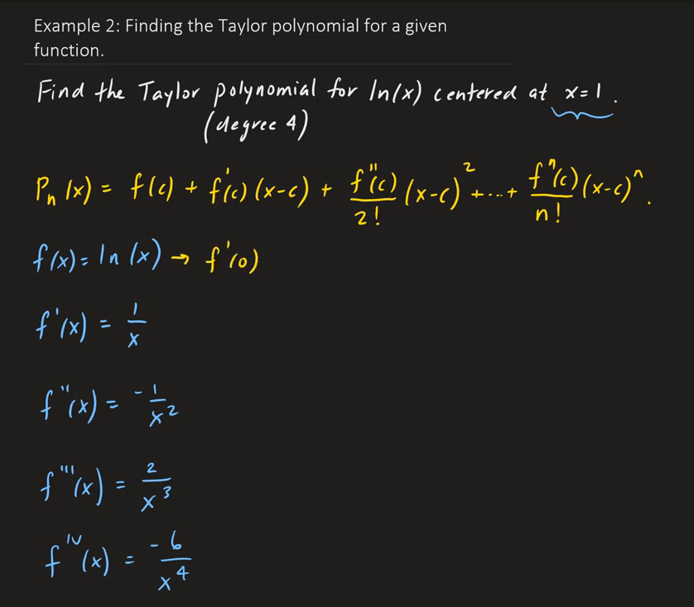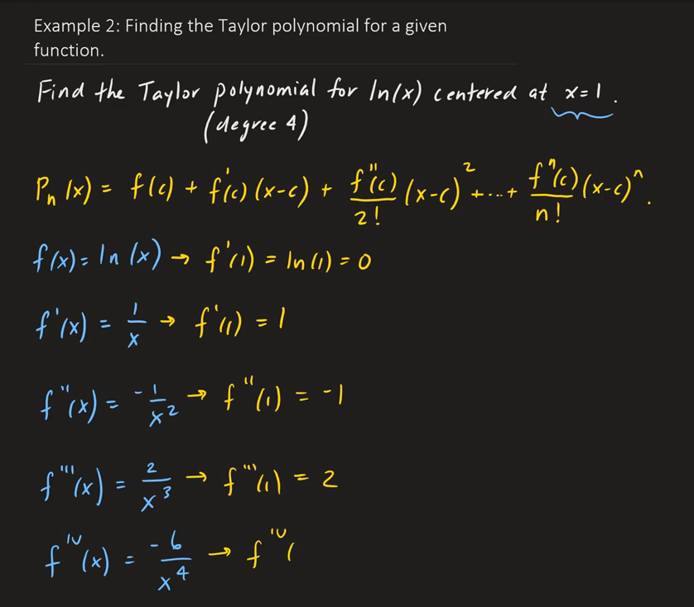So for x equals 1, not 0, sorry. For x equals 1, we have natural log 1, which gives us 0. The first derivative gives us 1. The second derivative value at 1 will give us minus 1. The third derivative at 1 will give us 2. And then finally the fourth derivative at 1 will give us minus 6.